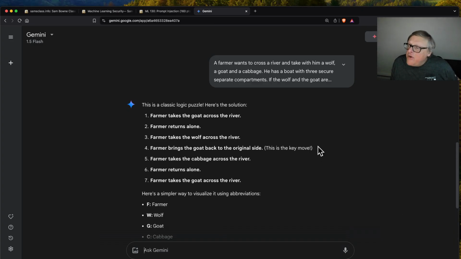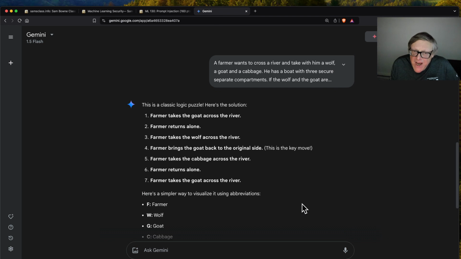Look at this. Now, you have 3 compartments. So you can put each one of the 3 things in a separate compartment and make one trip and get there. There's no puzzle here. It's easy. You make one trip. But look at what it says. First you take the goat across, then you return alone, then you take the wolf across, then you bring the goat back. This is the key move. Then you send the cabbage across the river. So it takes 3 trips, which is completely stupid.